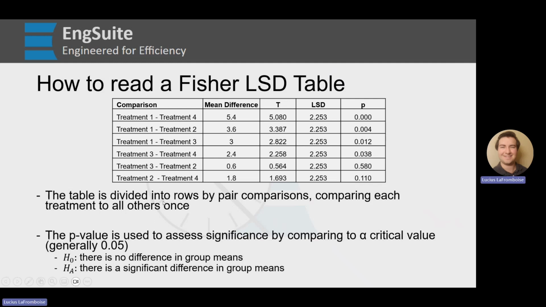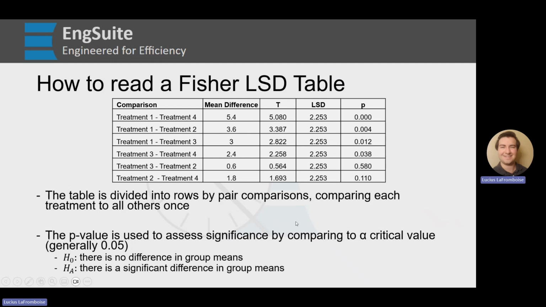And you'll see that this table is divided into rows by comparisons. So we're comparing each treatment to each other treatment one time, sort of like a round robin. And the p-value in here is used to assess significance of this mean difference by comparing to an alpha critical level, generally 0.05, but check with your organization. So again, we're assessing whether or not this mean difference is a significant difference by this p-value.